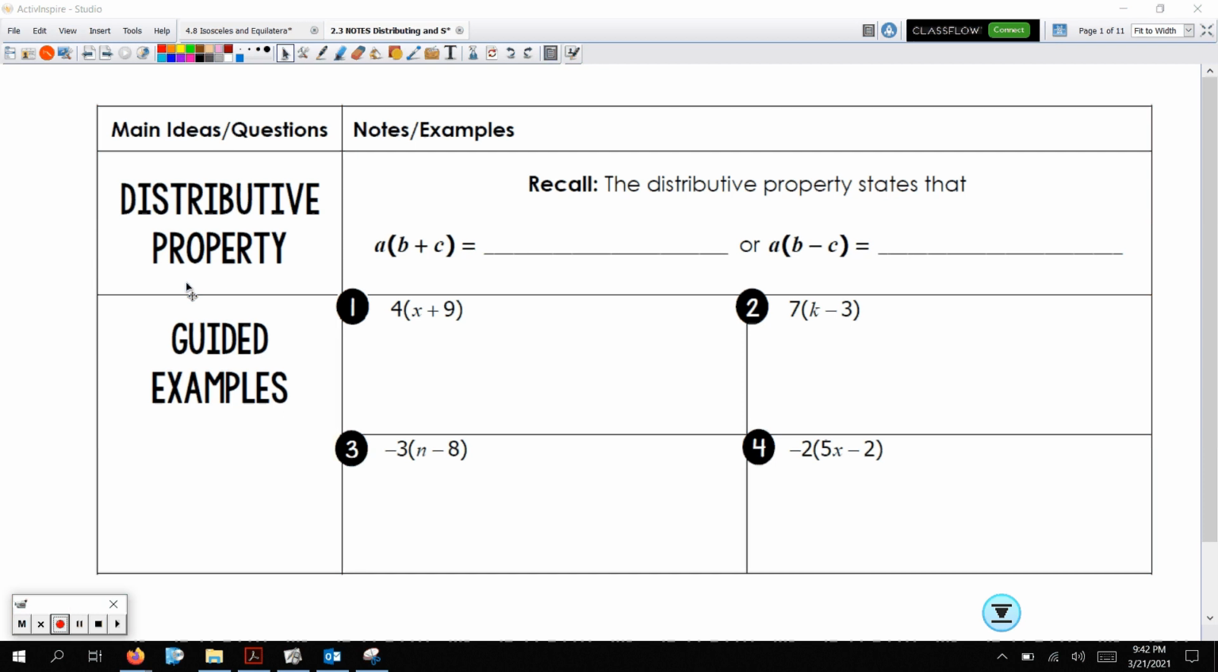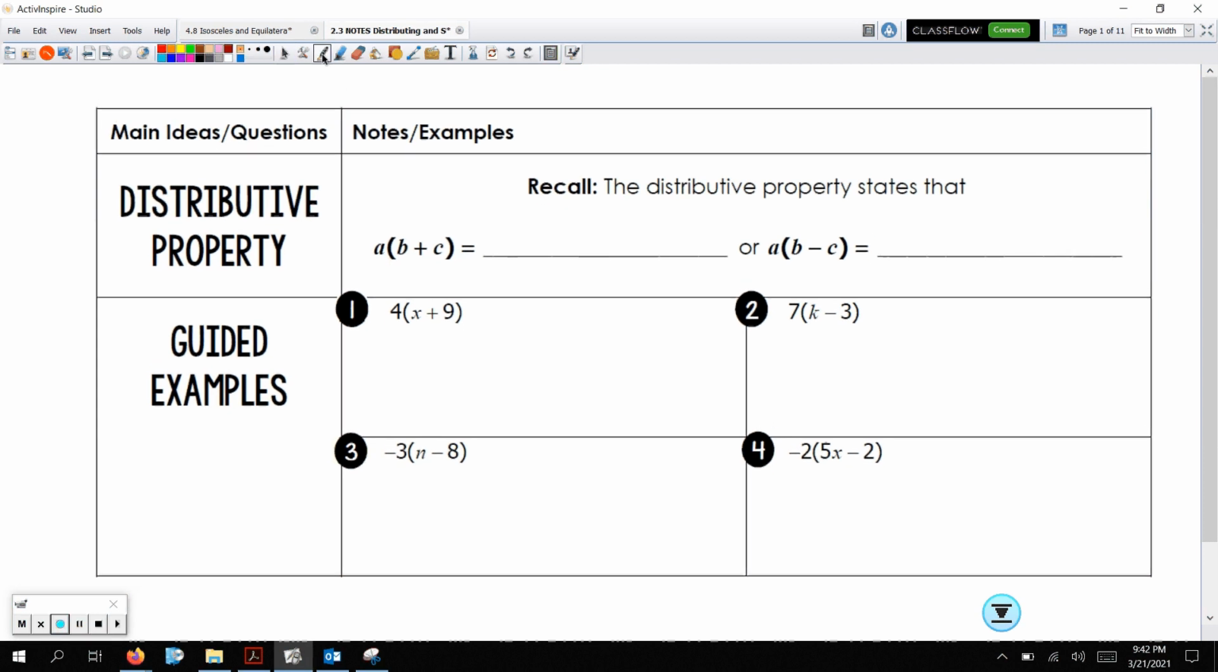Remember, when you distribute, you multiply to both terms inside the set of parentheses here, right? So I have A out front, I'm multiplying A times B, and A times positive C. So I get AB plus AC. Make sure you pay attention to your signs, okay?